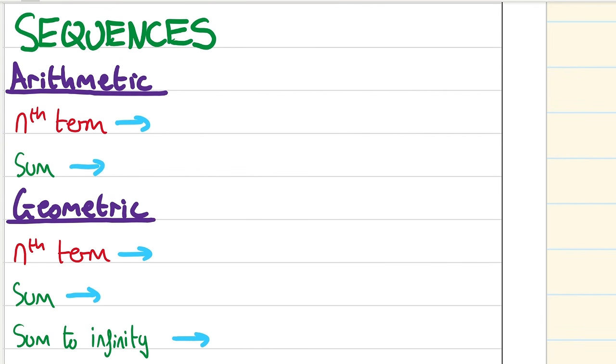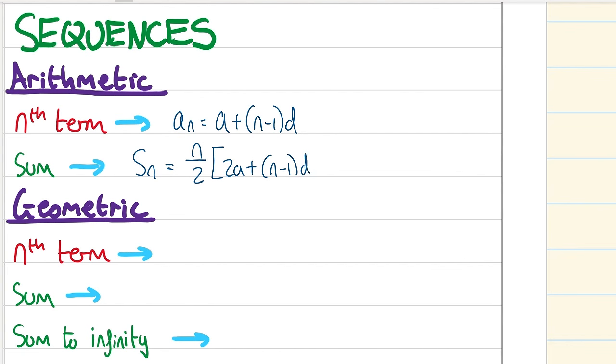Okay, moving on to sequences, and the arithmetic sequence, the nth term, which is not given, is a_n equal to a plus (n minus 1)d. The summation formula, which is given in your formula booklet, is S_n equal to n over 2, two lots of the first term plus (n minus 1)d.